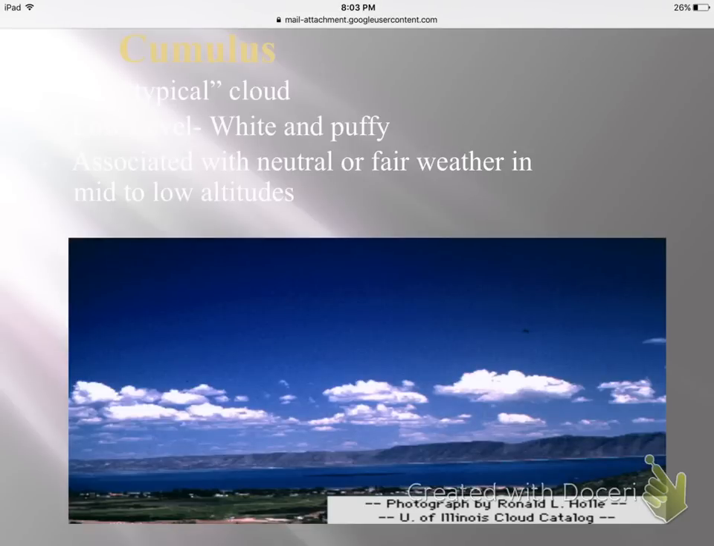The next type of cloud is the cumulus cloud, which all of you guys should be familiar with. This is like the typical cloud that we see most days. Cumulus clouds are considered low-level clouds, so they're not high-level clouds like the cirrus clouds, and they're what we usually call the cotton ball-looking clouds, so they are white and puffy. Most of the time, cumulus clouds are associated with neutral or fair weather. Okay, it doesn't mean a big storm's coming. It doesn't mean it's going to rain for days. It just typically means we're going to have decent weather.